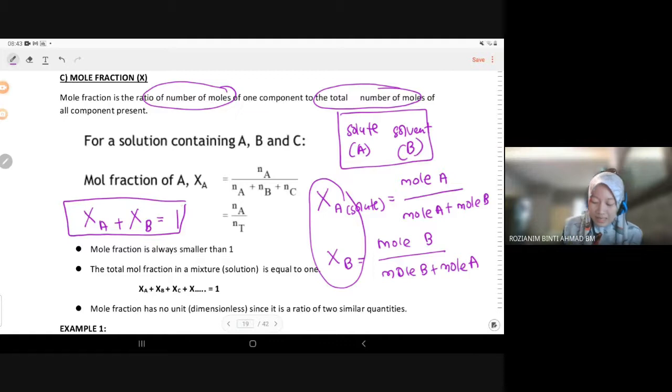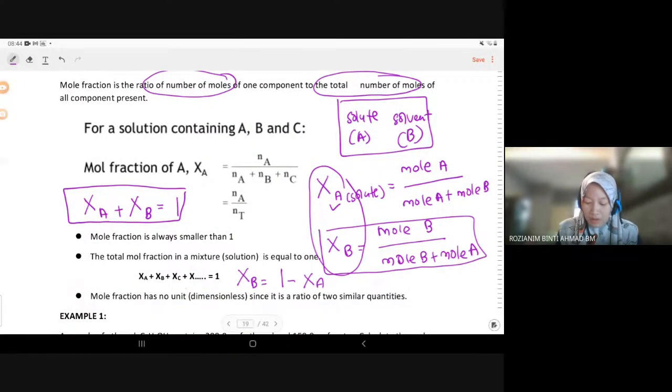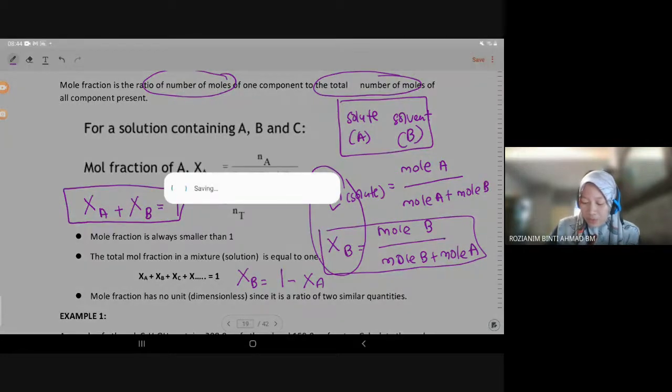Mole fraction for A component plus mole fraction of B component is equal to 1. So, katakanlah soalan tu minta cari dulu mole fraction A. Cara lain nak dapat mole fraction B tanpa guna formula, kita boleh buat conclusion mole fraction B sama dengan 1 tolak mole fraction A. Itu cara lain dia. Faham adik? So, I already conclude that mole fraction is dimensionless. No unit exists. Boleh? Sebab dia adalah mole ratio.